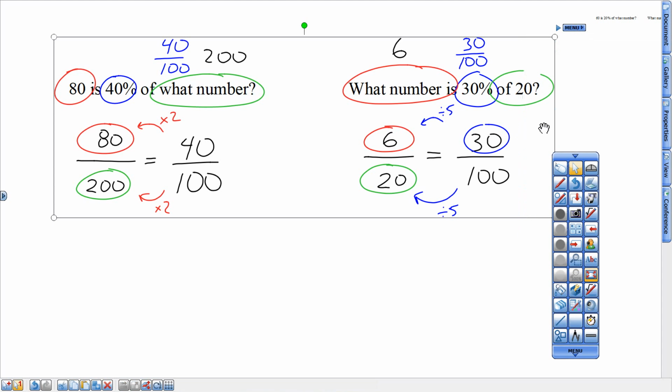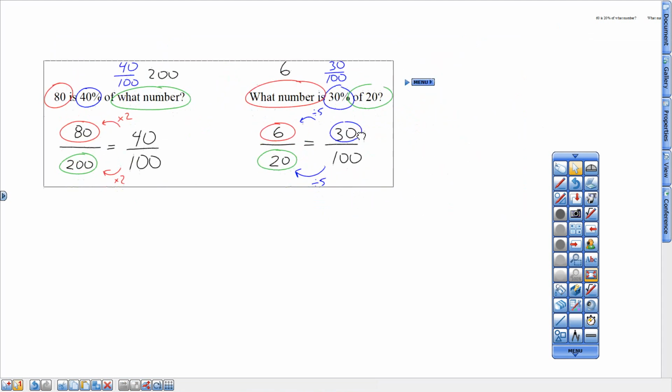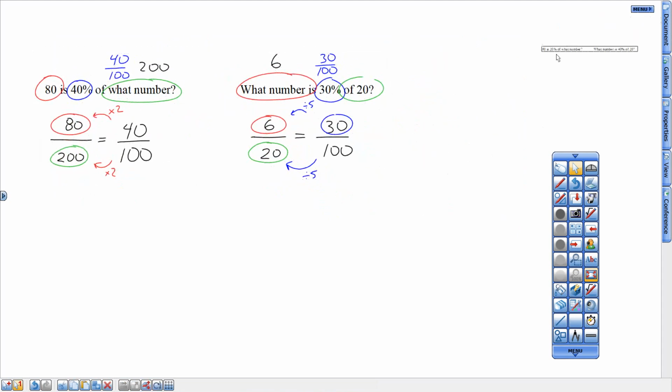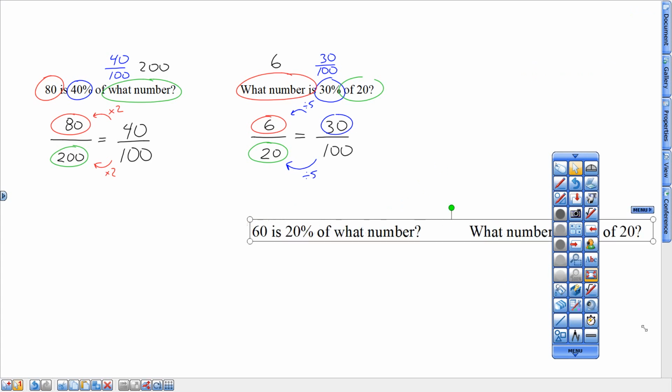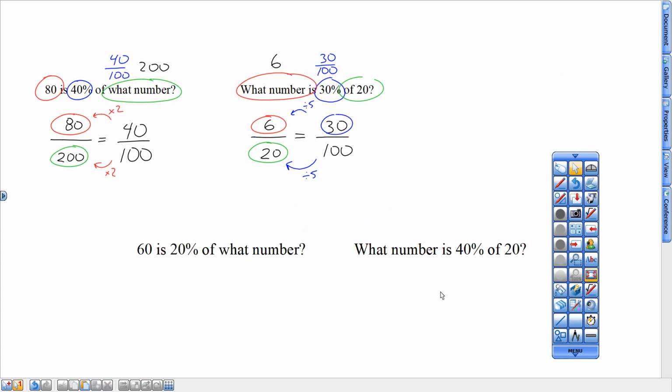Have you try a set that I'm going to grade. So that's the one I want you to try. 60 is 20% of what number? Remember, what I give you, that's the first fraction. 60 would be 60 over some unknown number equals 20 over 100. Again, that's what you have to know how to do.